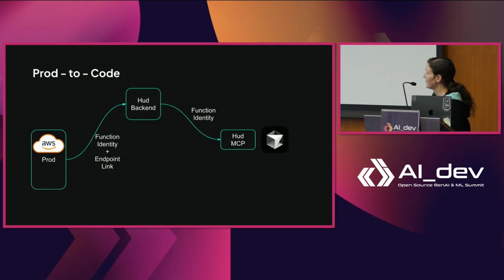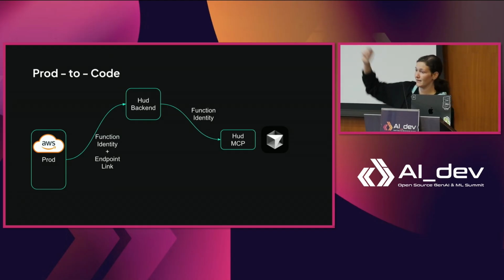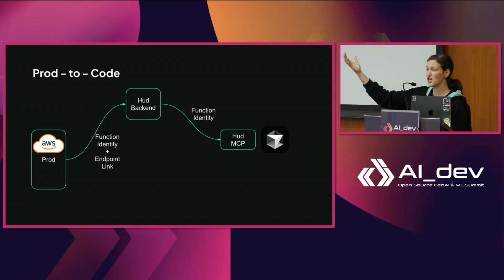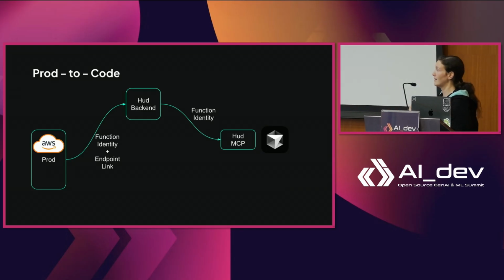It is then passed to the backend, and once the MCP server gets its own function identity from the local code, it can say, hey, I'm seeing this function in the user's code. Please tell me more about it. It is being matched in real time, and then the agent can get the context around that function.